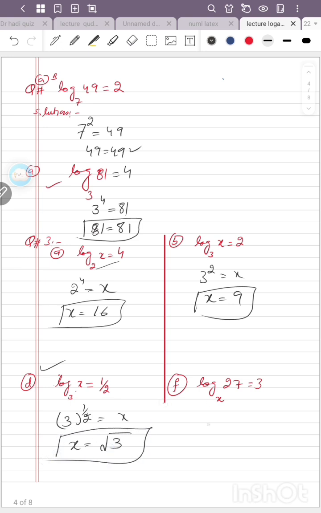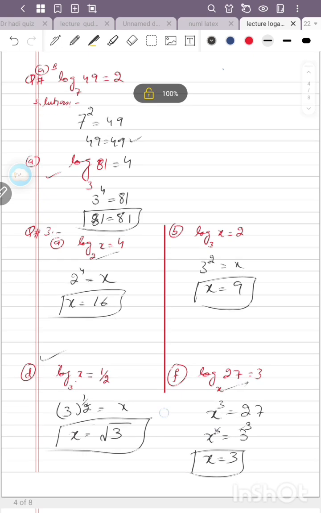Our f part here: x power 3 equal to 27. If x power 3, here we can write 27 as 3 power 3. So x equal to 3 is our answer, because these powers of 3 cancel each other. So our answer is x equal to 3.